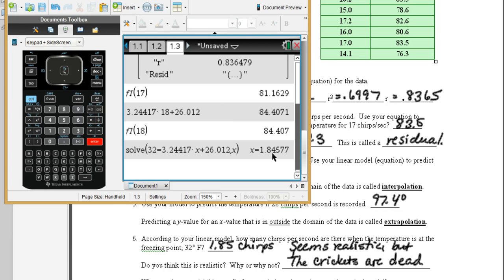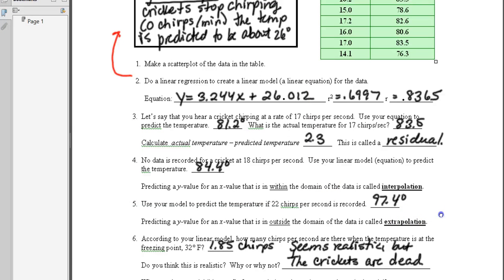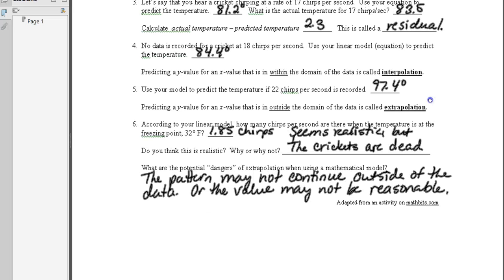I suppose that seems realistic, although in actual fact the crickets would be dead at the freezing temperature, which I mentioned earlier. And if we actually went lower than 32, we would probably end up with negative numbers of chirps, which obviously wouldn't make any sense at all. So extrapolation isn't always accurate. We say that it's dangerous because the pattern may not continue outside of the data, or the value may not be reasonable. So when we interpolate, predict within the data, we usually get a pretty reasonable prediction. When we extrapolate outside the data, the farther we go, the less accurate we are likely to be with that prediction.